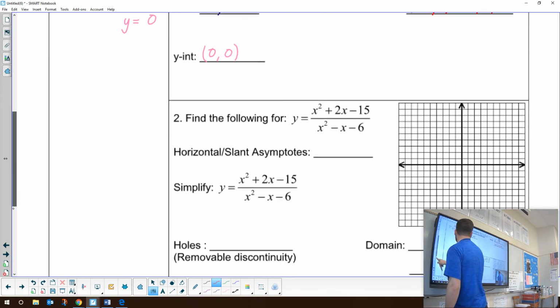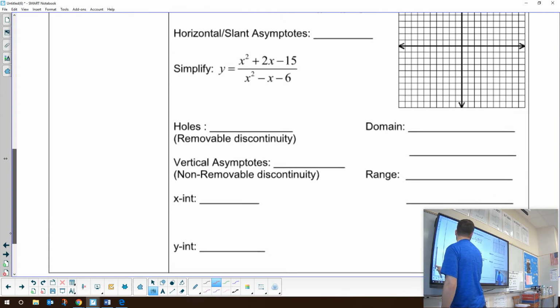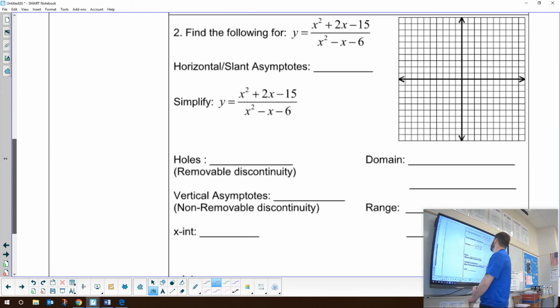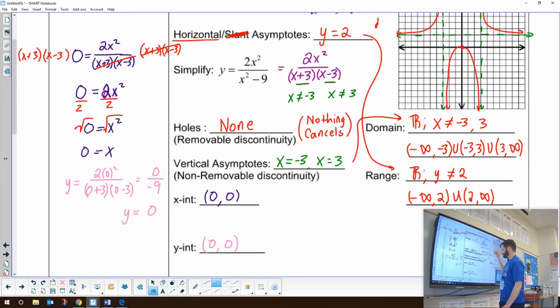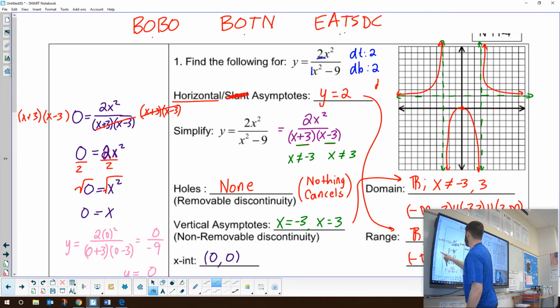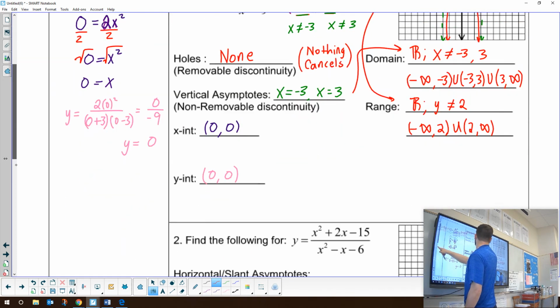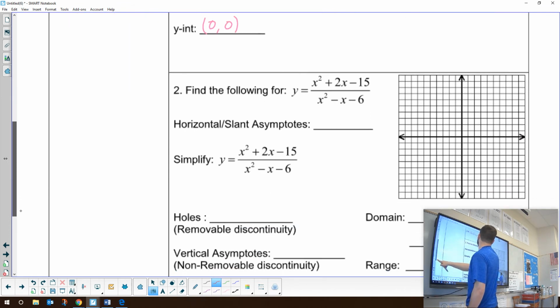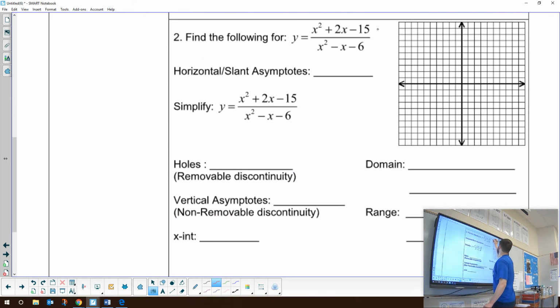Let's take a look at number 2 now. So number 2, once again, we're going to be doing the same thing. We have this one, and as we're looking at this one, we're first, is it Bobo, Botner, or ESDC? Well, my highest degree on top is 2. My degree on bottom is also 2. So that means this one is an ESDC again.